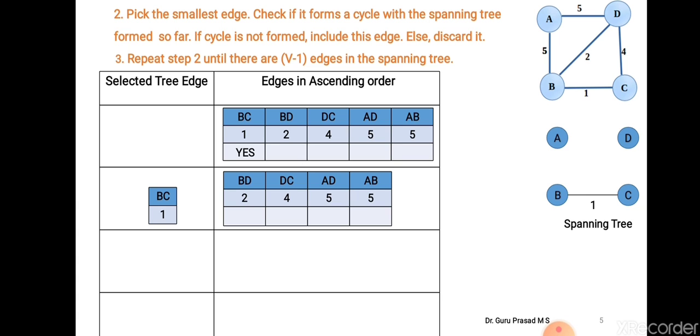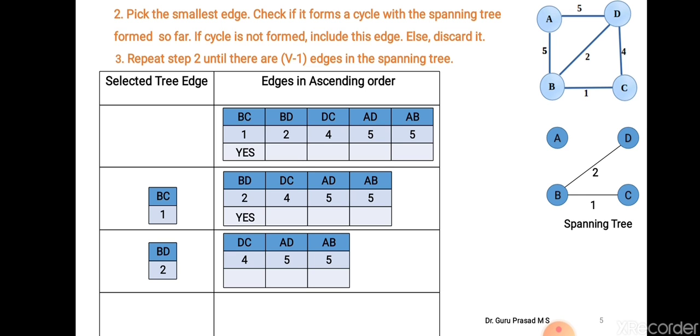Again in step 2, pick the smallest edge. The smallest edge is BD, value 2. If I pick the smallest edge BD, it does not form any cycle. So I am considering that edge. Next, arrange the remaining edges in order: DC 4, AD 5, AB 5. Now the number of edges in the spanning tree is 2, that is not equal to V minus 1, that is 3. Go back to step 2.